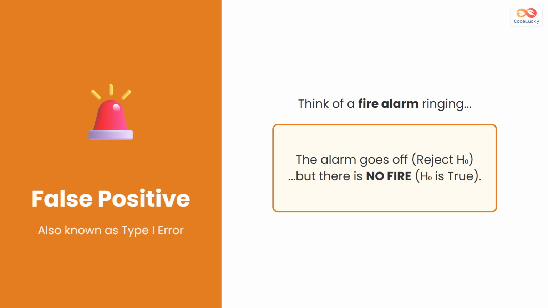A common way to remember this is the term false positive. Think of a fire alarm going off. The alarm signals a fire, rejecting the state of safety. But if there is no fire, the alarm is a false positive. It signaled a threat that didn't exist.